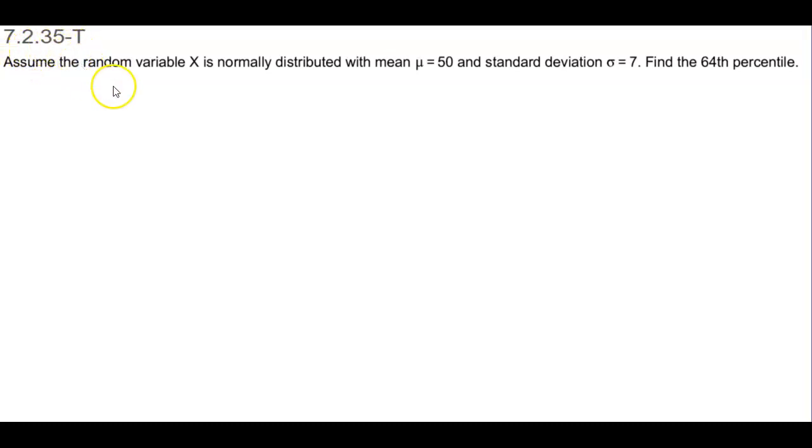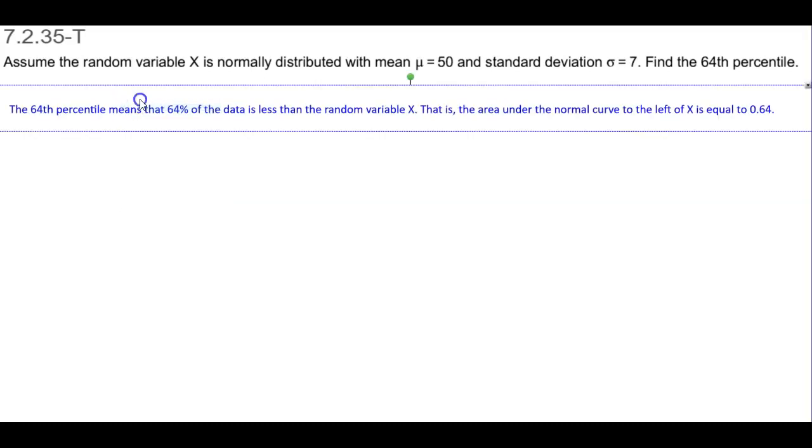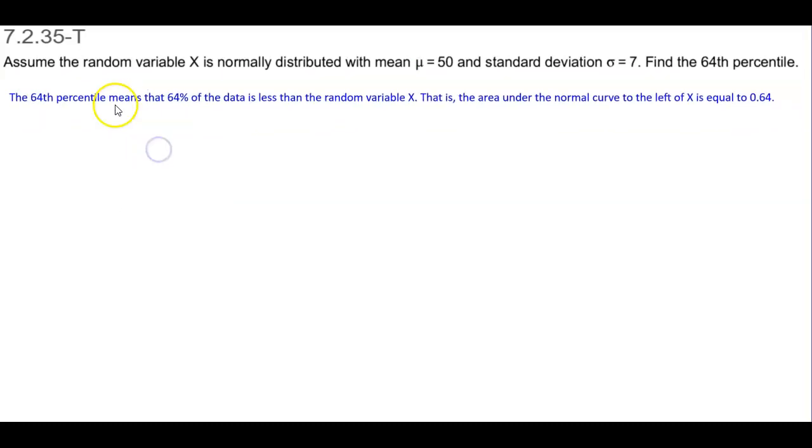7.2.35-T. Assume the random variable x is normally distributed with a mean of 50 and a standard deviation of 7. We want to find the 64th percentile. When we're talking about the percentile, we need to understand what we're looking for. The 64th percentile means that 64% of the data is less than the random variable x. That is, the area under the normal curve to the left of x is equal to 0.64.